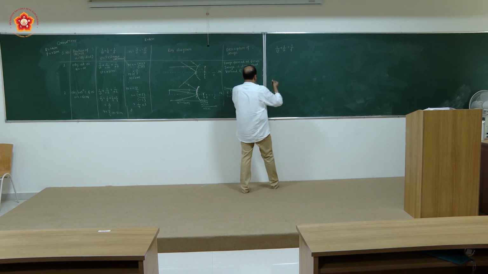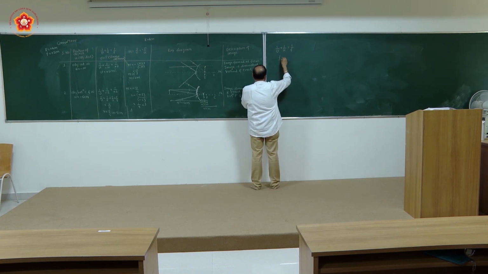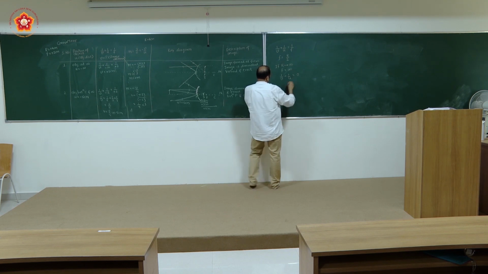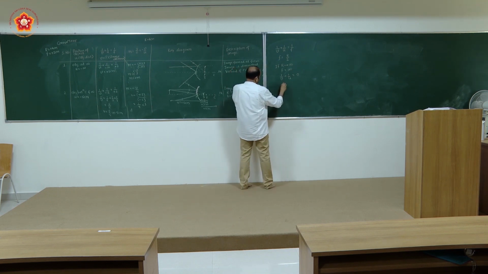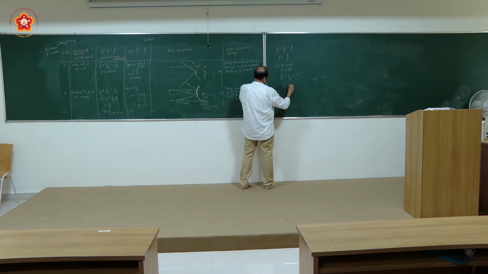What is the formula for focal length? R by 2. Now if the radius of curvature is tending to infinity, what will be the focal length? Infinity. If focal length is infinity, can I write 1 by V plus 1 by U is equal to 0? So I will be able to write 1 by V is equal to minus 1 by U. So V is equal to minus U.